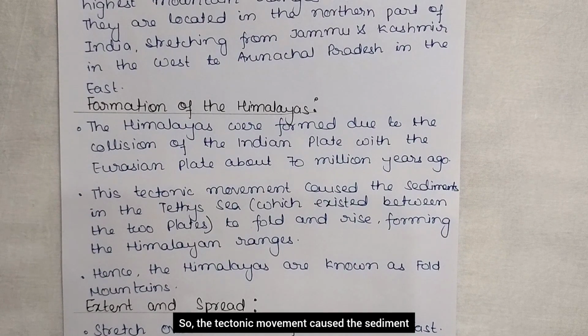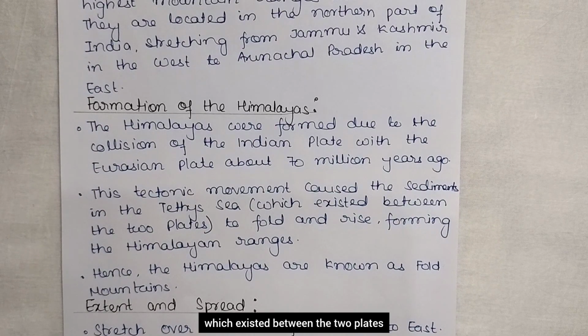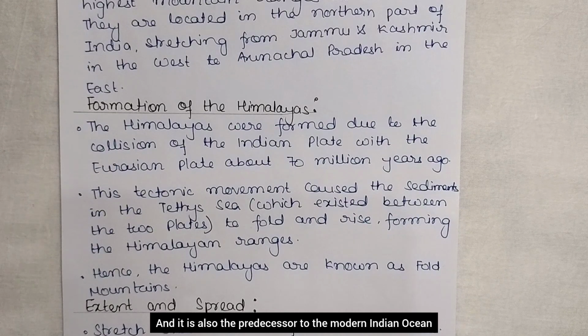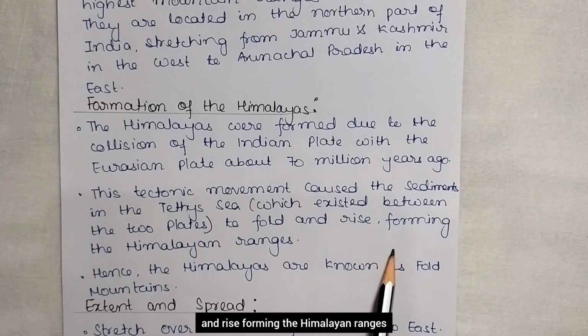So the tectonic movement caused the sediment in the Dead Sea, which existed between the two plates, to fold and rise, forming the Himalayan range. Now what is the Dead Sea? It is a tropical body of salt water, and it is a prehistoric ocean, right? And it is also the predecessor to the modern Indian Ocean. So due to this, the sediments fold and rise, forming the Himalayan ranges.